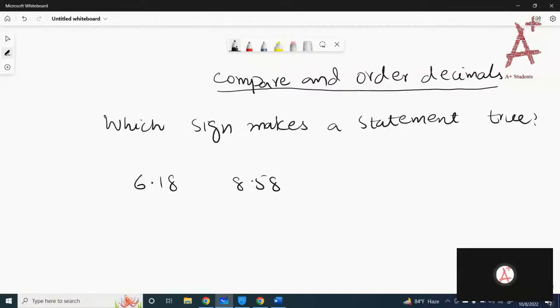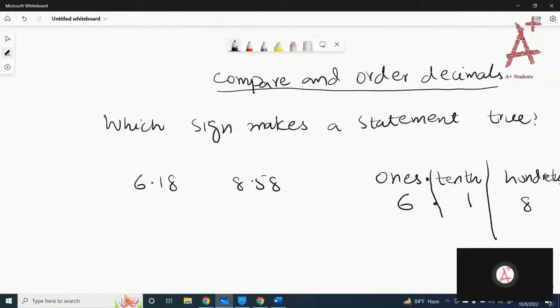You need to look which one is the highest one. So here, for both the numbers, you have the ones, and after the decimal, the first digit is at the tenths position and the next one is at the hundredths position. Got it? These are basically the positions of the digits in decimal numbers. So 6.18: 6 is at the ones position, 1 is at the tenths position, and 8 is at the hundredths position. And the same for 8.58: 5 is at the tenths position and 8 is at the hundredths position.